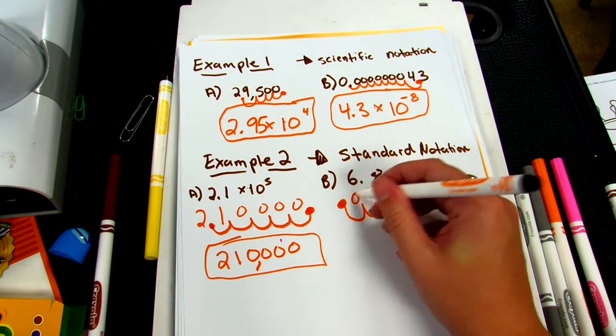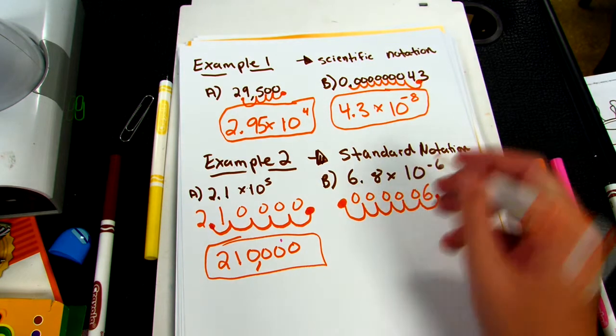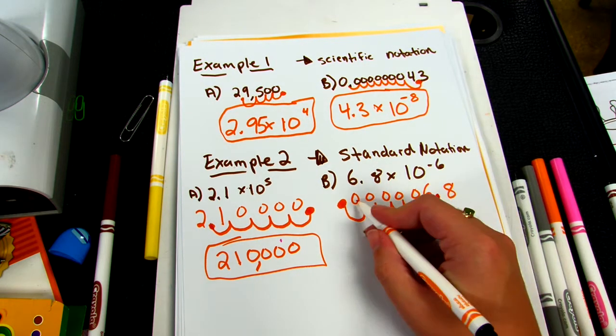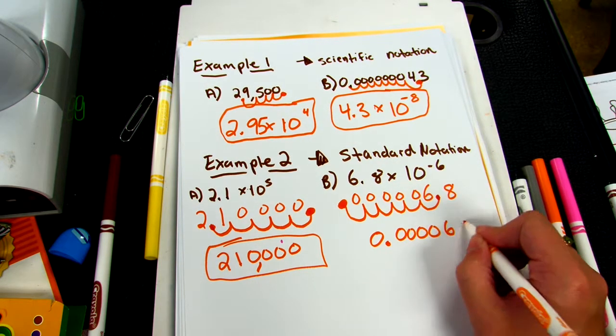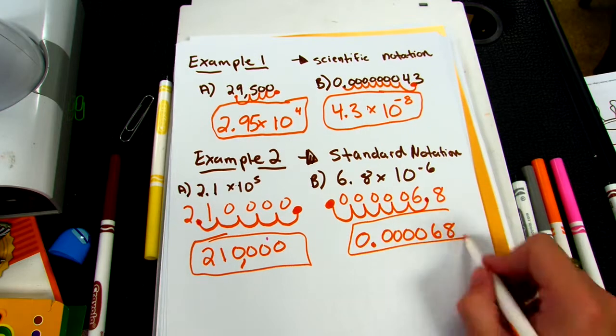So remember, all of those gaps become 0. So we get 1, 2, 3, 4 zeros. 1, 2, 3, 4, and then 6, 8. That is our final answer for part B.